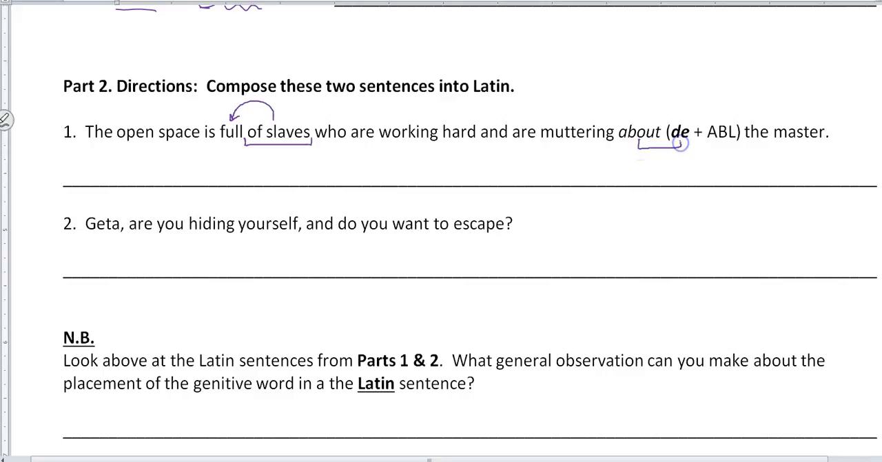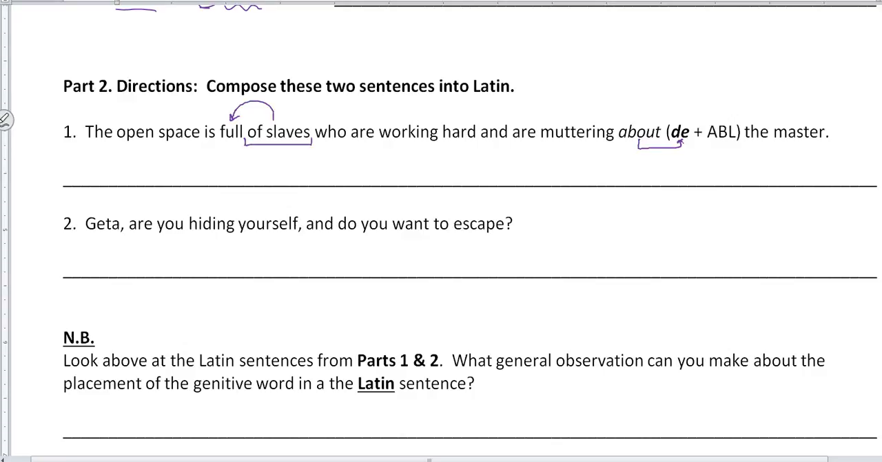Notice, about is translated as de plus the ablative, exactly like down from. Remember Sid space? The D of Sid in Sid space is de, meaning down from, but de can also mean about. So when you're working on these compositions, just remember those little tricks. So pause the video now and compose. Please work together in your pairs. Compose.